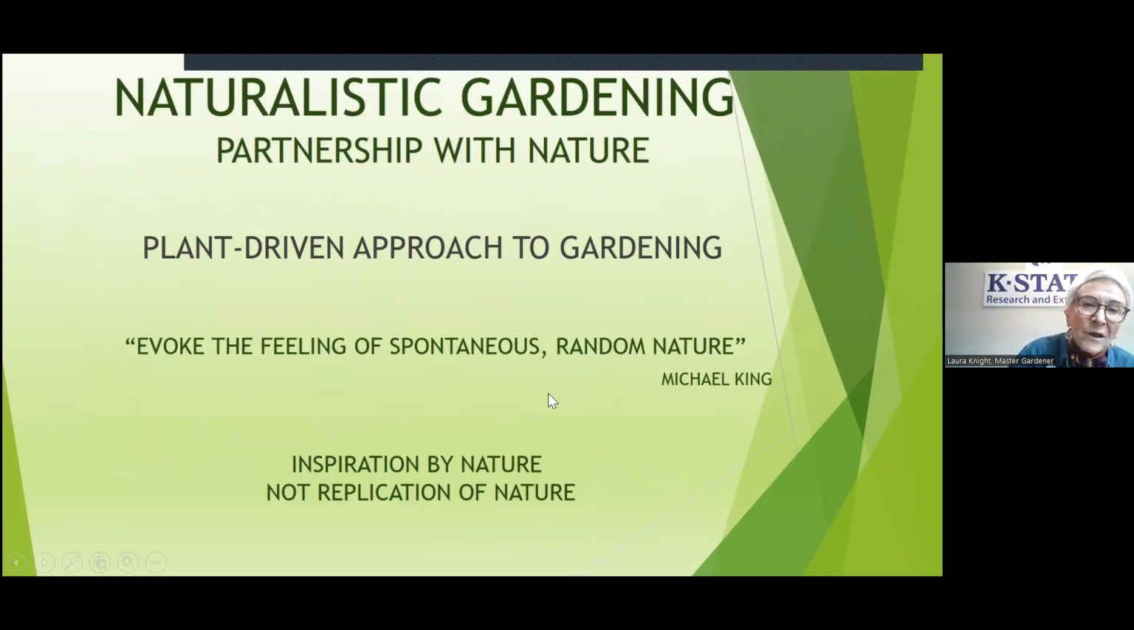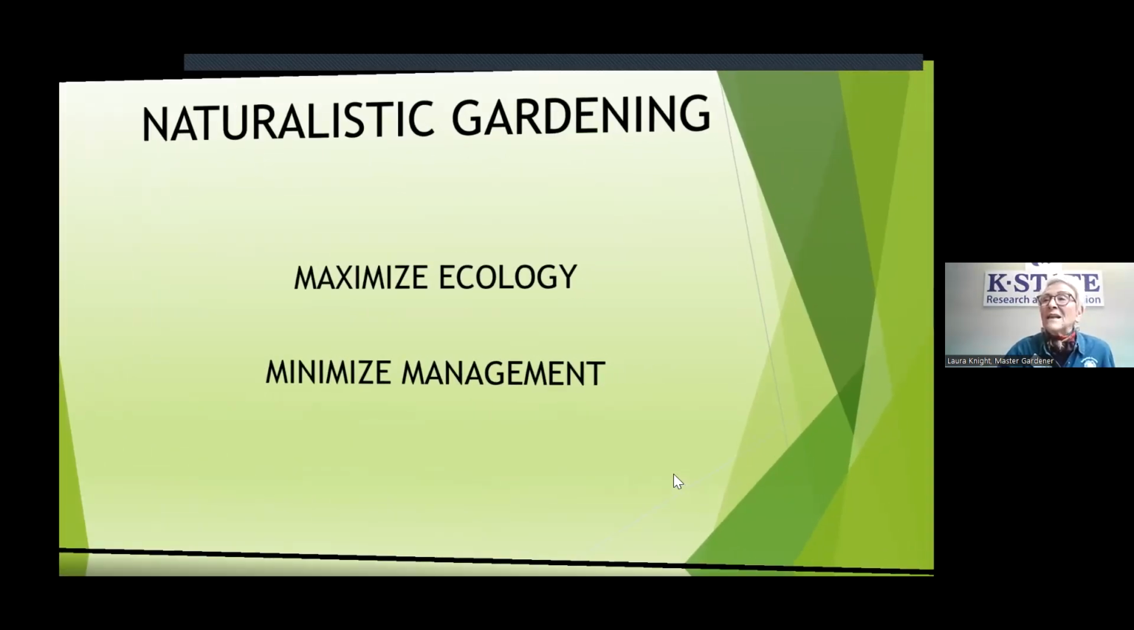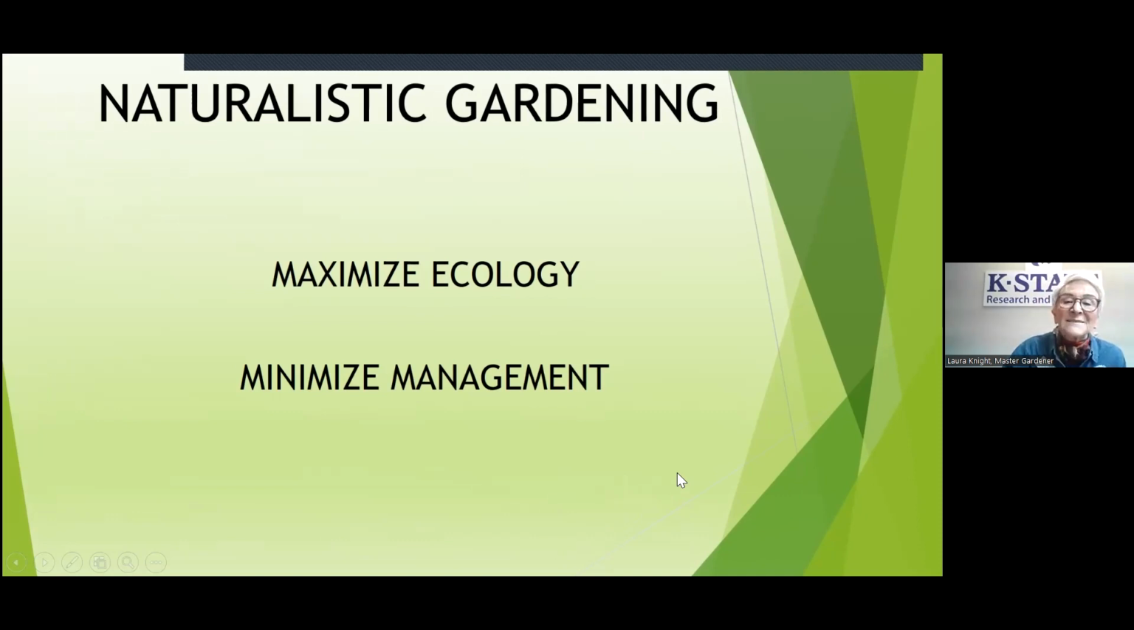So what we're dealing with when we're doing the naturalistic garden approach is a plant-driven approach to gardening. And Michael King, who is a big grass guy, he has written one of the big books on grasses, says, evoke the feeling of spontaneous random nature. And remember, you are not copying, you are not replicating nature. You want to be inspired by nature and decide what kind of nature you want to project.